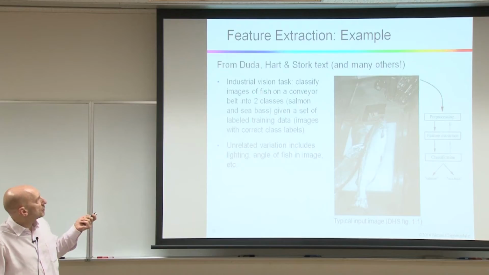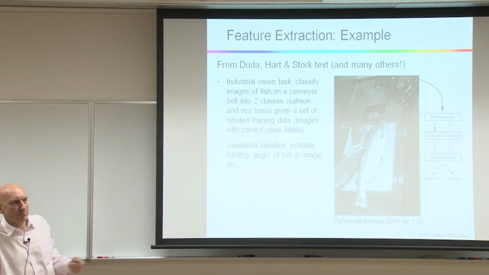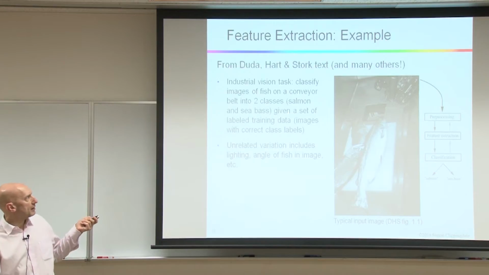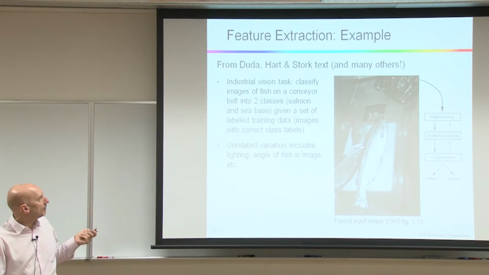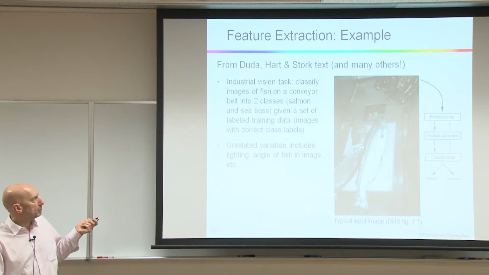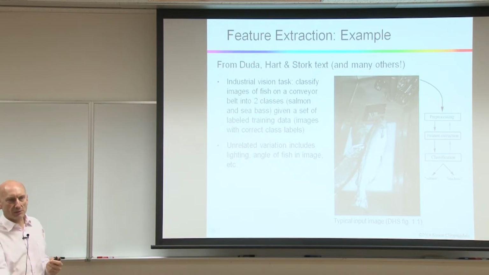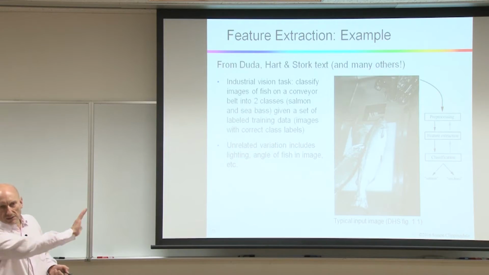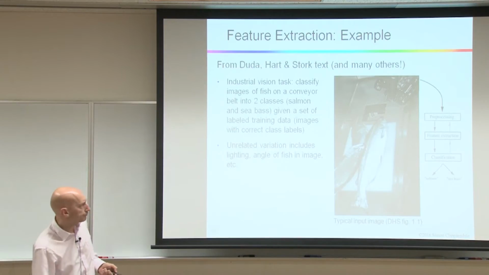So this is an industrial vision task where we've got some pictures of fish, and we want to classify the fish as salmon or sea bass, given a set of labelled training data. That's images of salmon saying this is salmon, images of sea bass saying this is sea bass. And there's some variation that you have to deal with, including the lighting or the angle that the fish lands on the conveyor and so on.